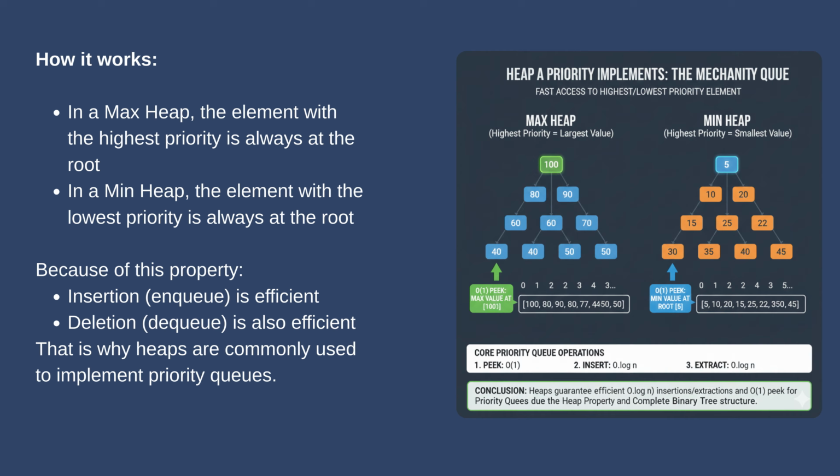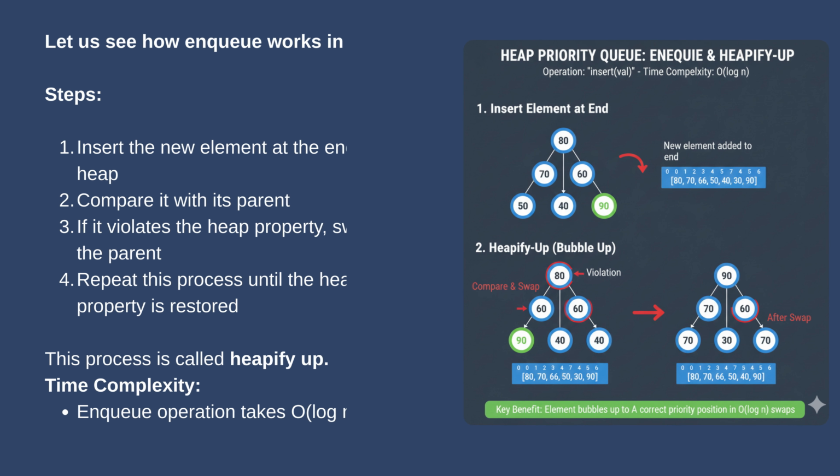Because of this property, insertion, that means NQ, is very efficient. Deletion, that means DQ, is also efficient. That is why heaps are commonly used to implement priority queues. Let us see how NQ works in a heap.